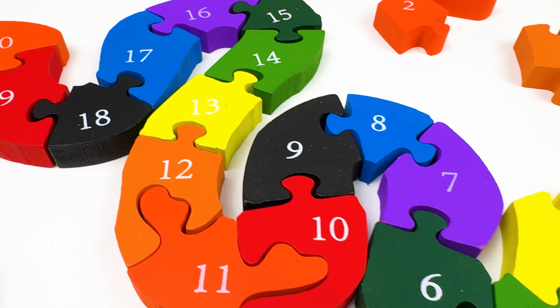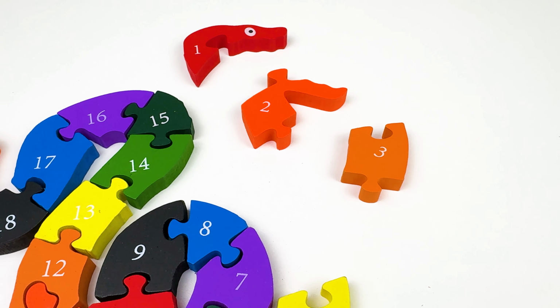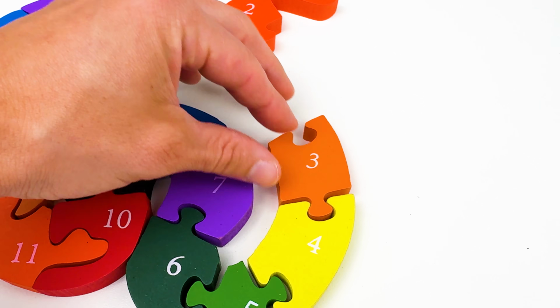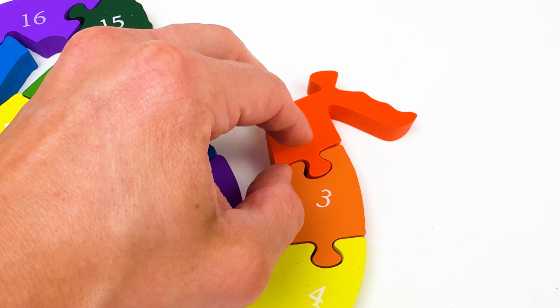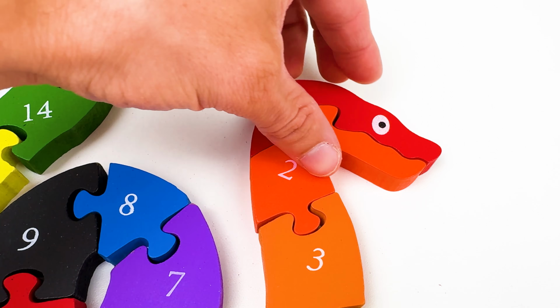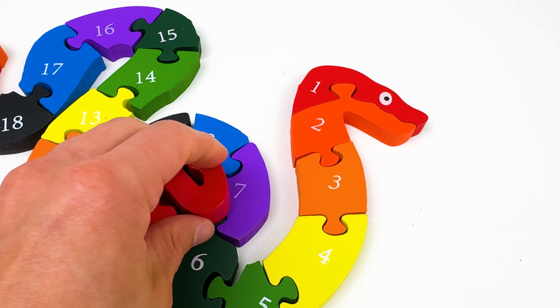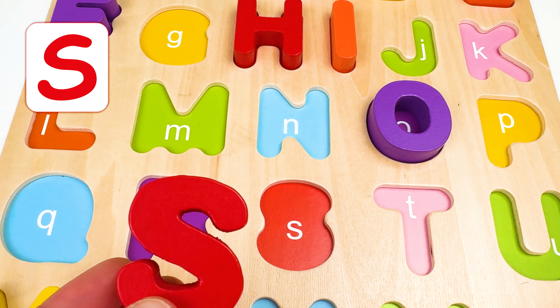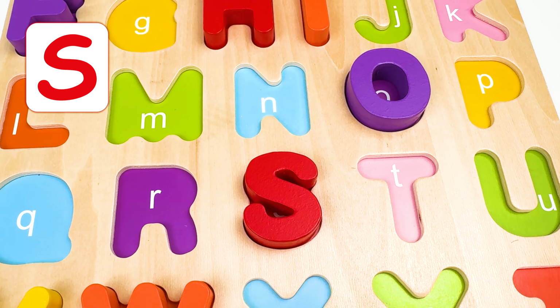Look at this snake. We better put these last pieces back together. The number 3 goes here. The number 2 goes here. And the number 1 goes there. And look, we have an S. S is for snake. It goes right here.